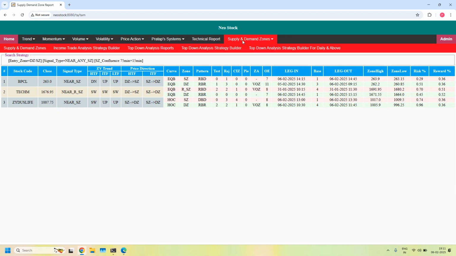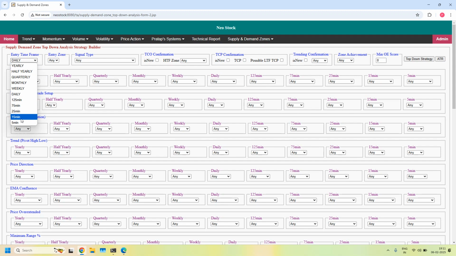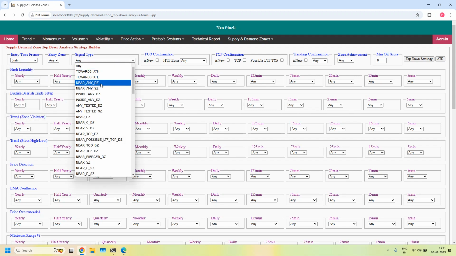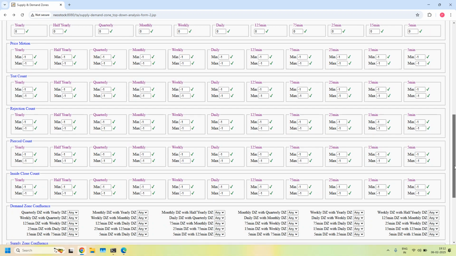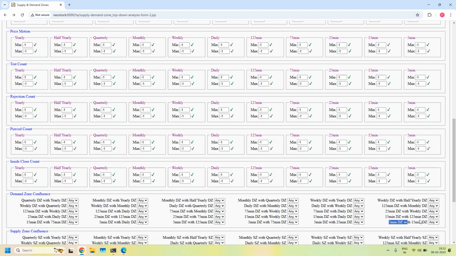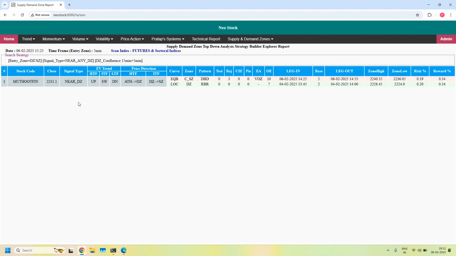Next time frame is 5 minutes. Stocks near 5 minutes demand zone. We got 4 stocks. Out of these 4, how many are having ITF demand zone confluence? Let us identify. That is 5 minutes demand zone with 15 minutes demand zone confluence. With this filter, we got only 1 stock. That means this 5 minutes demand zone is overlapped with 15 minutes demand zone.